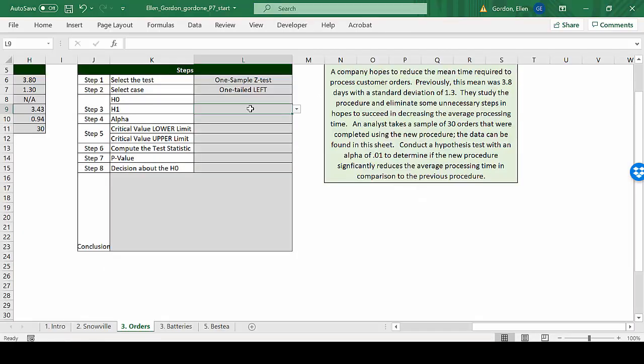When indicating the hypotheses and symbols, I think it's the easiest to start with the research hypothesis, and that's that we think the new is less than the previous. And then the null hypothesis is just the opposite of that. So we would say that the null hypothesis is greater than or equal to. Remember, the null hypothesis always has an equal sign in it.